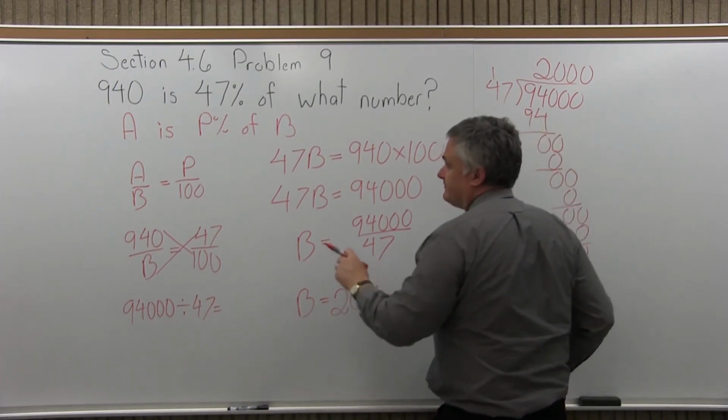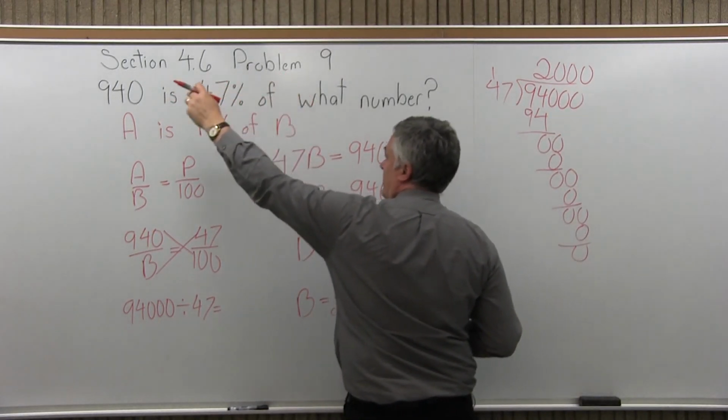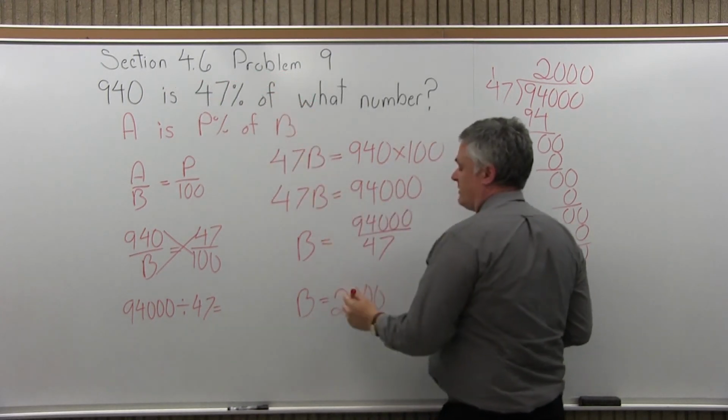And that's the answer. 940 is 47% of what number? 940 is 47% of 2,000.